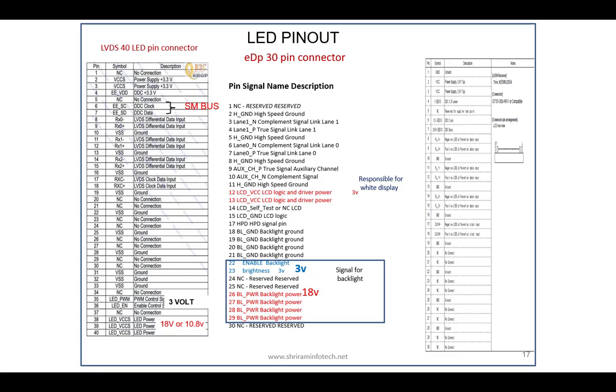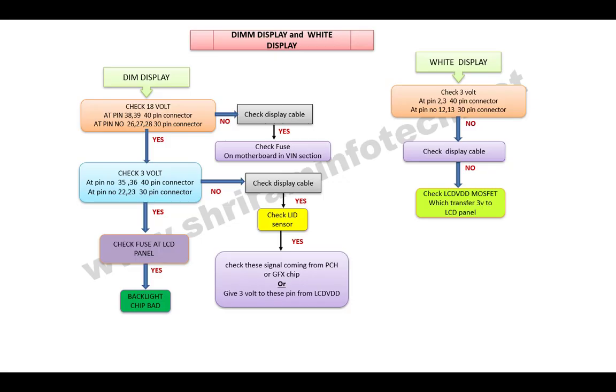This is a 40 pin and 30 pin comparison, and this is a flow chart. When you have a laptop with a dim display or white display, then you have to simply follow the flow chart. You have to check all the signals which are mentioned over here. If it is a dim display, then you have to check 18 volt. First you have to check whether it is a 40 pin or 30 pin. If it's a 40 pin, then you have to check pin number 38 and 39. If the voltage is not coming, then you have to check the display cable.